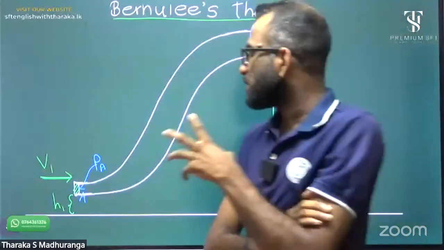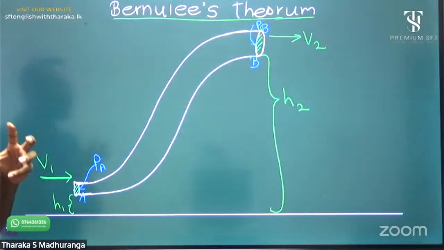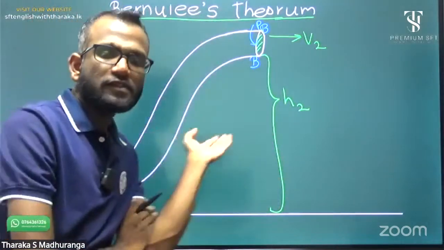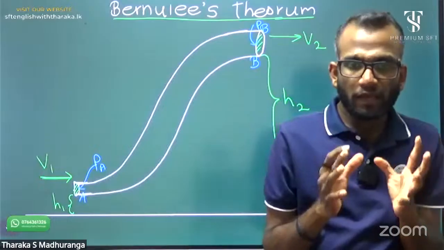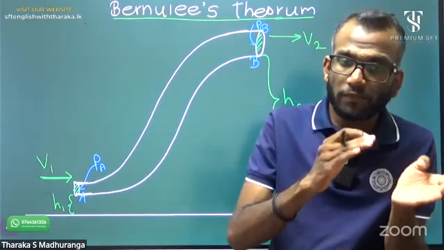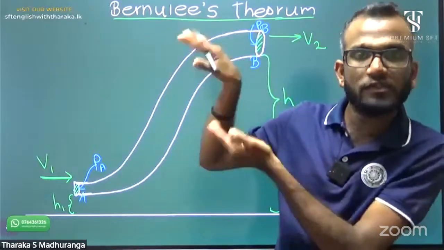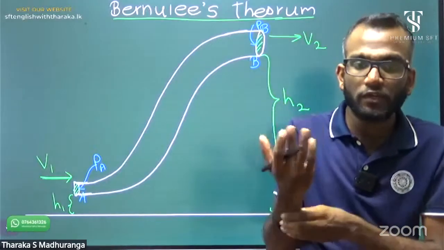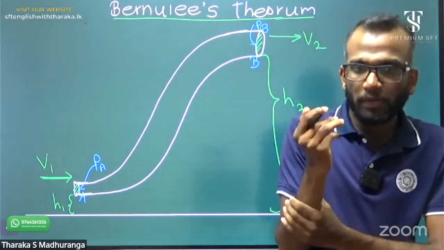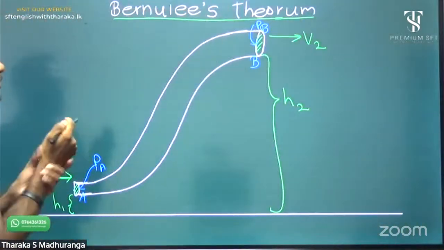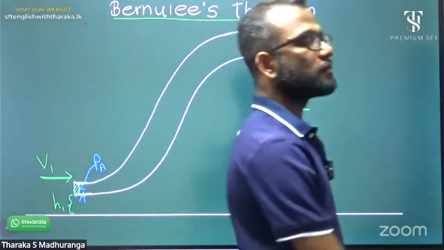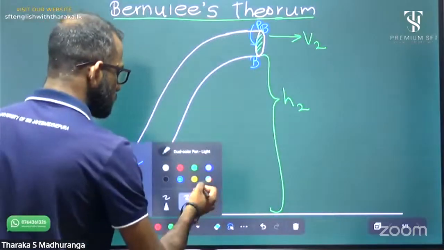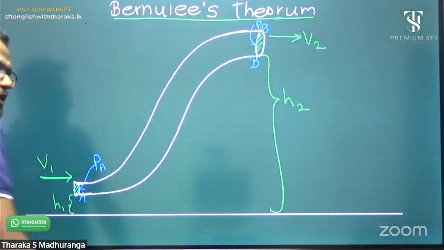Bernoulli's theorem means, if it is a steady, continuous, incompressible fluid flowing through the stream tube, when a fluid flows through this stream tube, the scientist Bernoulli introduced this theory. What did he say?